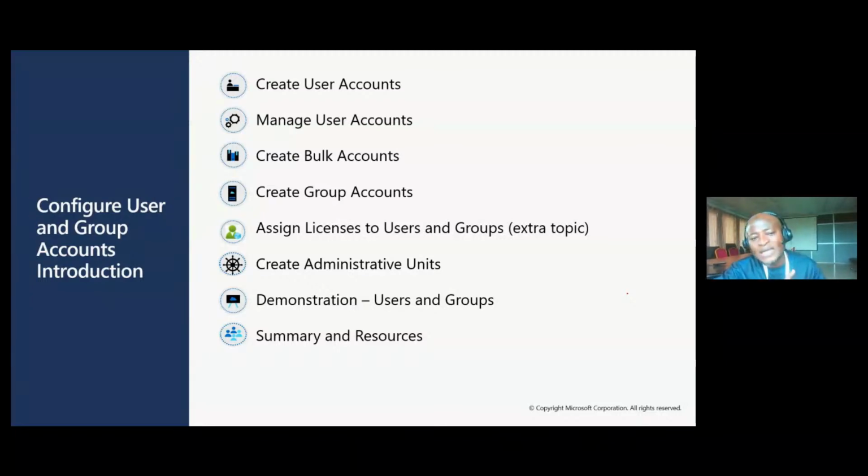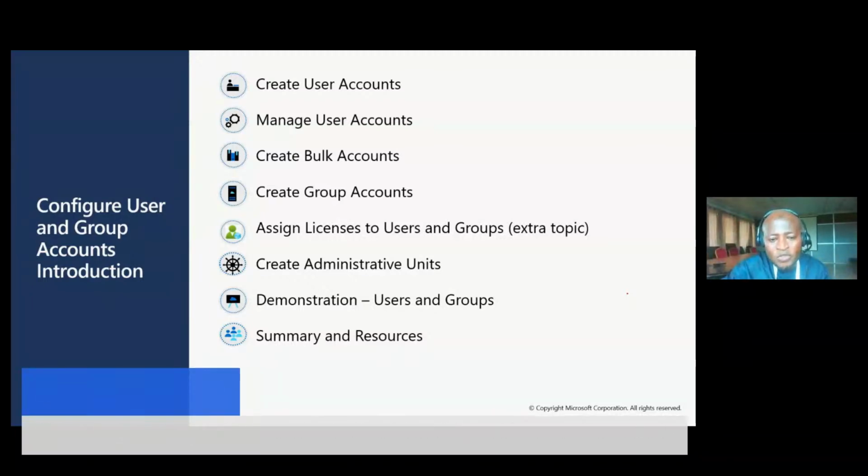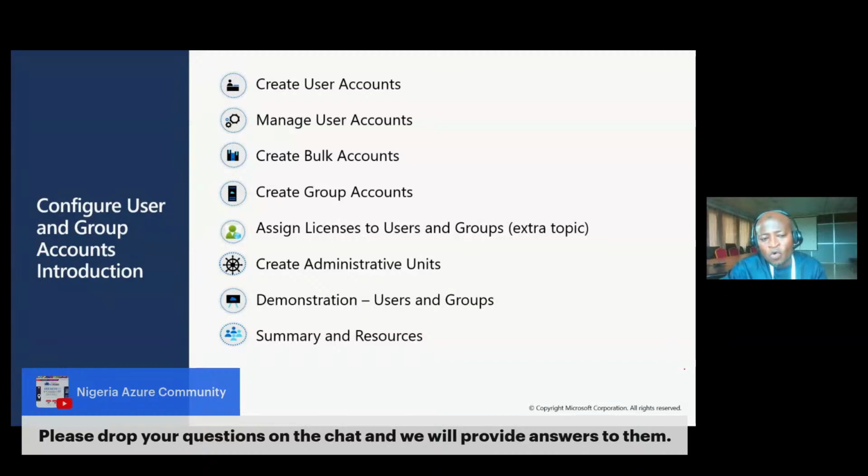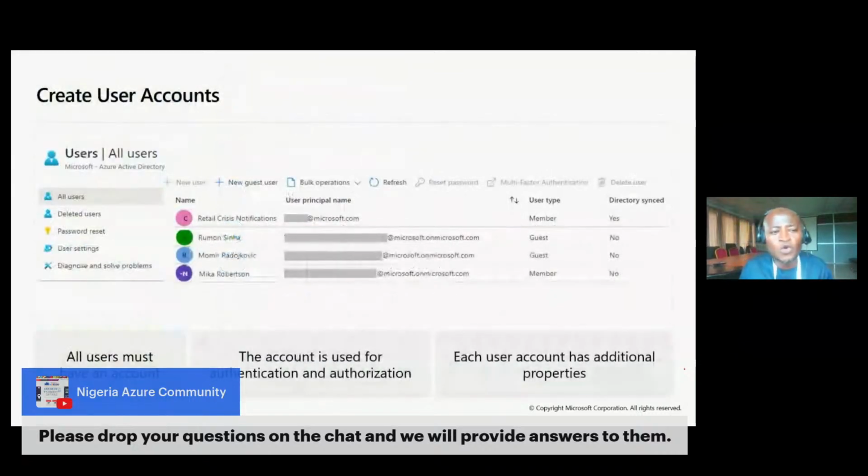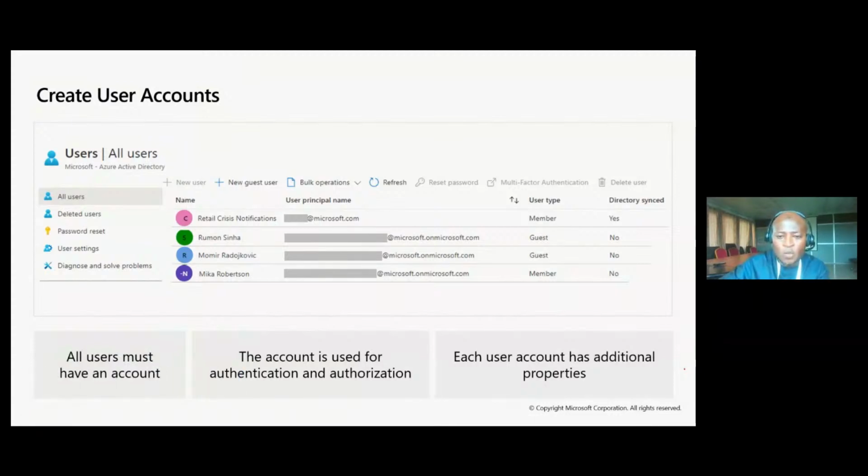So: create group accounts, assign licenses to users and groups, create administrative units, demonstrations, and these are the major concepts about how we configure user and group accounts. Let us take notes. Let us move ahead. All right, so to create users, we have to go online and log in to the Azure portal. That's what we call the Azure portal. These are the things that we saw the other time. There's what we call multi-factor authentication, MFA, and there's what we call reset password.